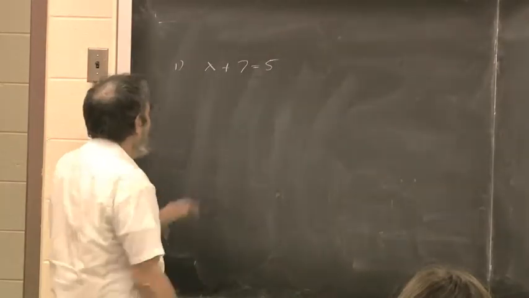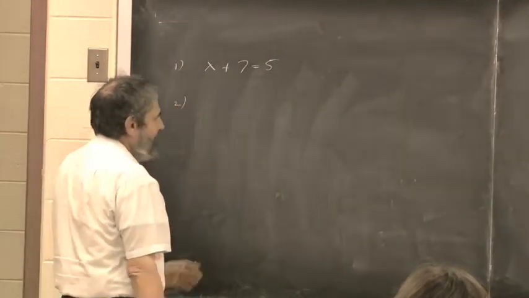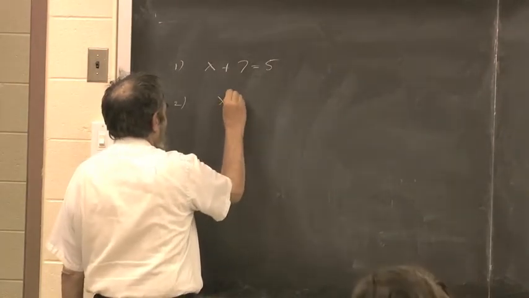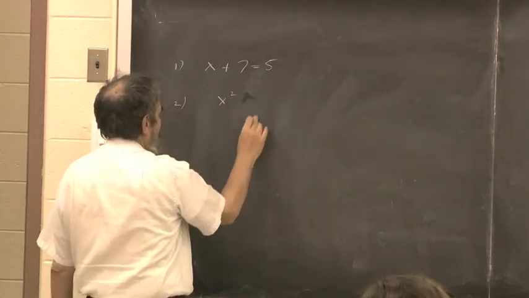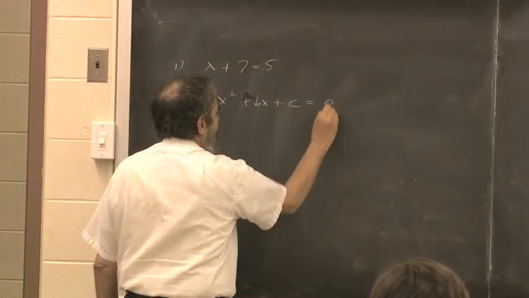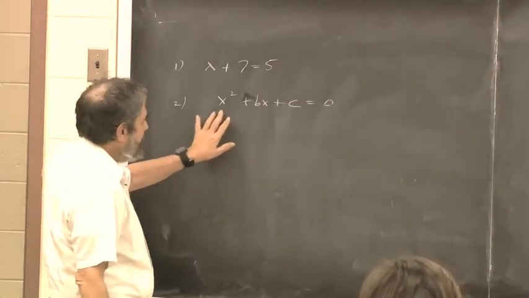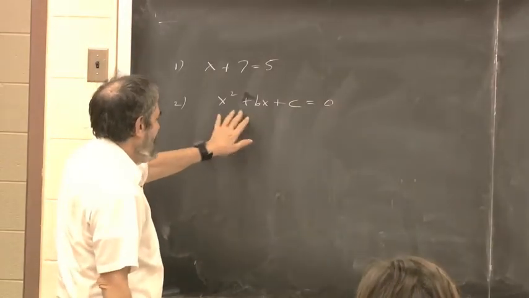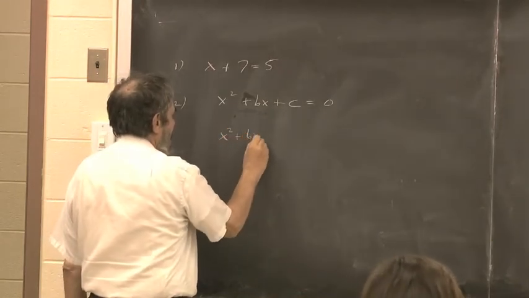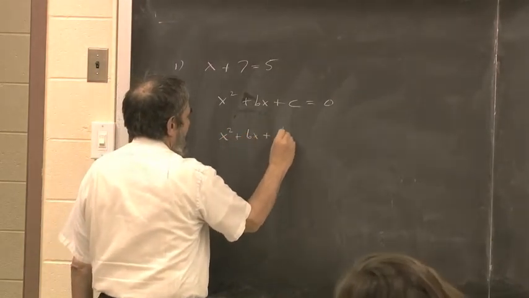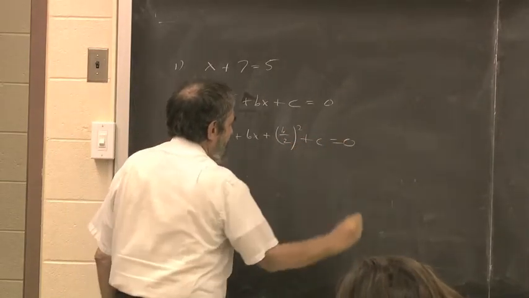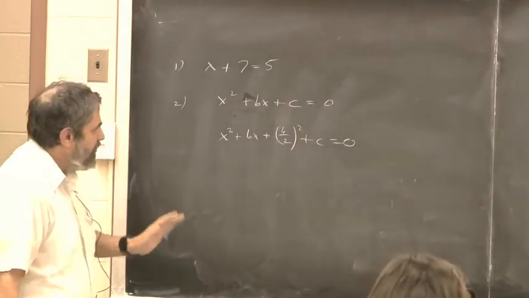Another example is the quadratic formula, which I'm sure you all know and love. So let's assume the leading coefficient is 1. So let's say it's x squared plus bx plus c equals 0. And what we usually do to solve that is to complete the square. So it'll be x squared plus bx plus (b over 2) squared plus c equals 0.